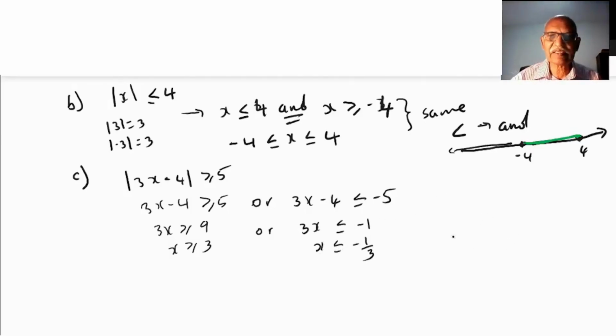On the number line, my solution will be: if this is 3, x is greater than or equal to 3, it's inclusive. This will be my solution. This is 0. If this is -1/3, it is inclusive. This will be my solution. So whenever it is greater, there are two branches, this side and this side.